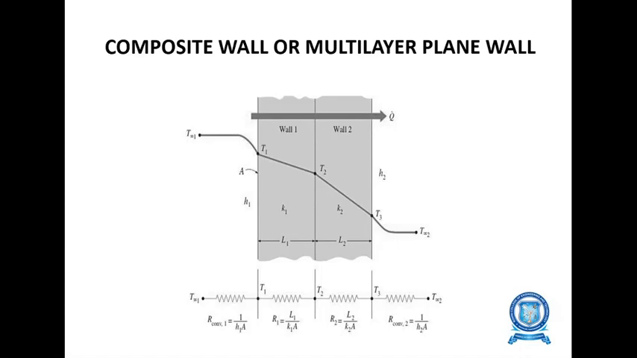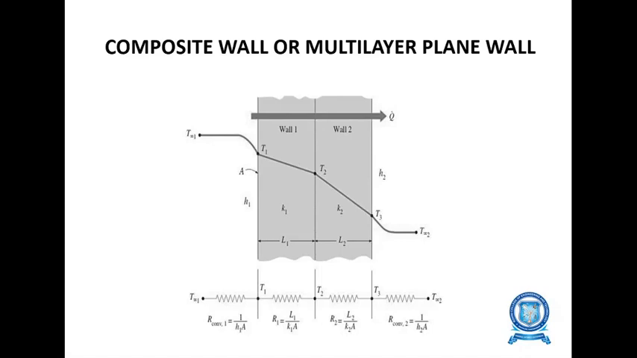So by correlating this phenomenon with the electrical analogy, as we know, all heat transfer has some resistance. In case of convection, the resistance value is 1 by hA. In case of conduction, the resistance value is equal to L by kA. First, we are considering the convection heat transfer.